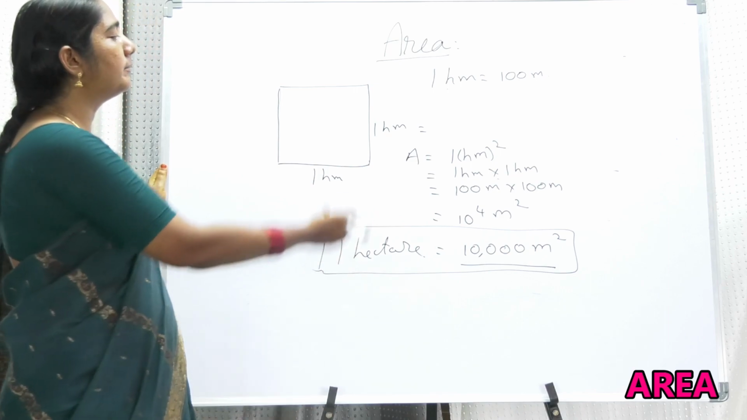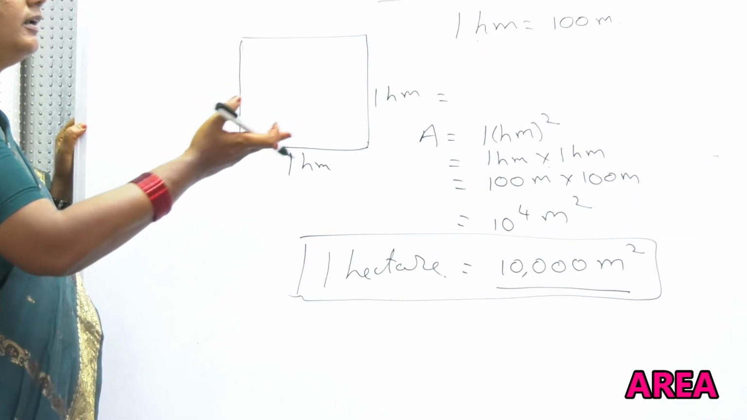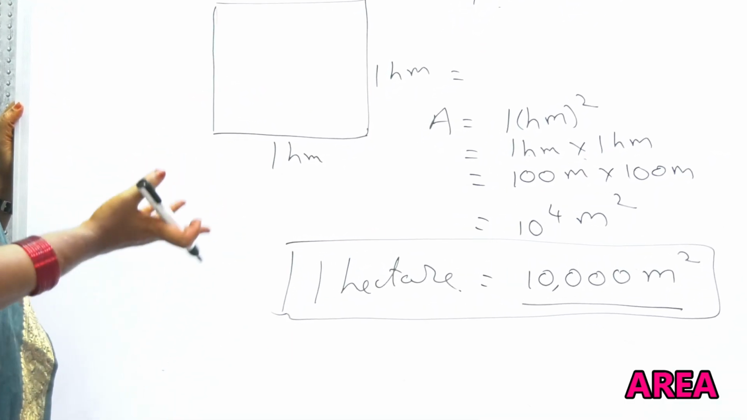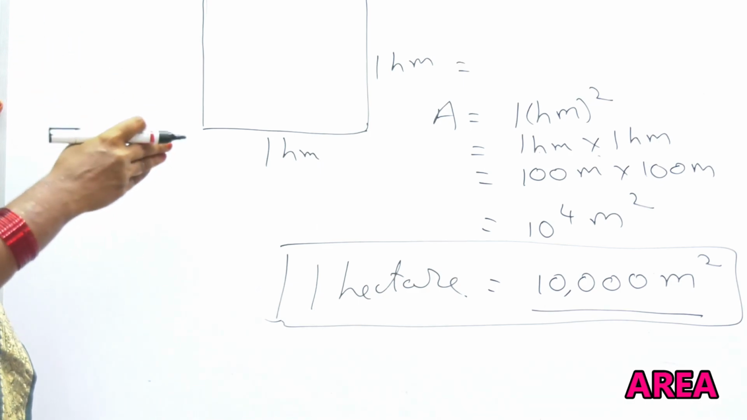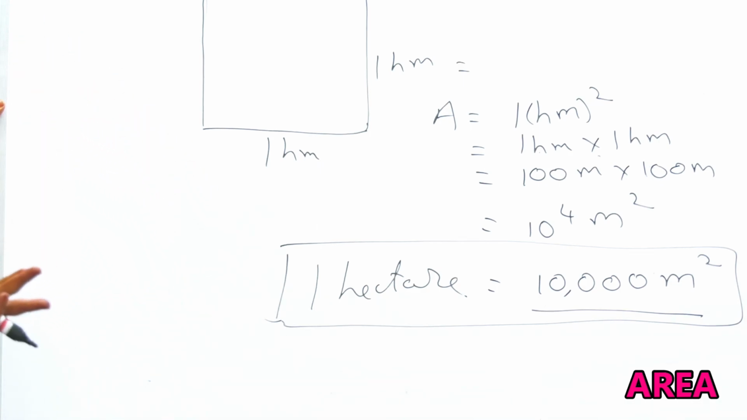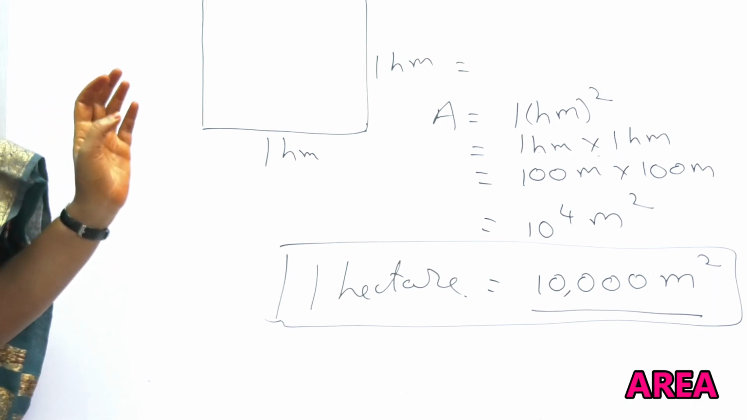You need not learn it by heart because already you know what is a hectometer. 1 hectometer into 1 hectometer area is called 1 hectare. Many times this question will be asked: in 1 hectare how many square meters are there? So 10,000 square meters are there in 1 hectare. My dear friends, this is a very important information you must know.